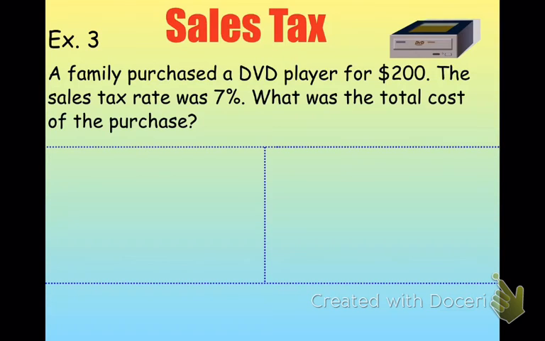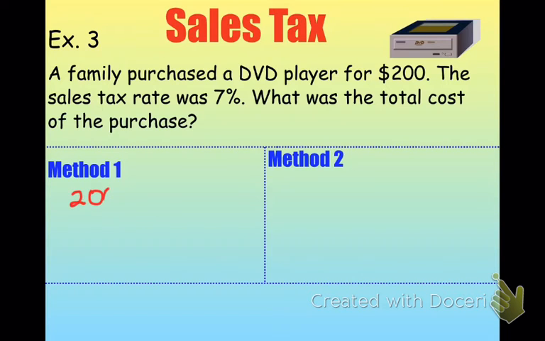All right, example number 3. A family purchased a DVD player for $200. The sales tax rate was 7%. What was the total cost of the purchase? Again, you have the option of doing method 1 or method 2. You don't have to copy both unless you want to. The general idea for method 1 is that we multiply, figure out the tax, and add it back in.